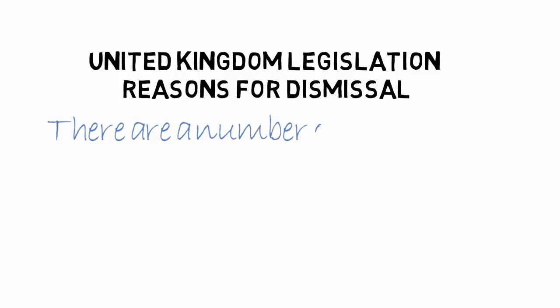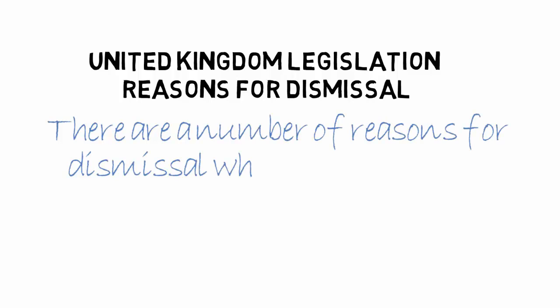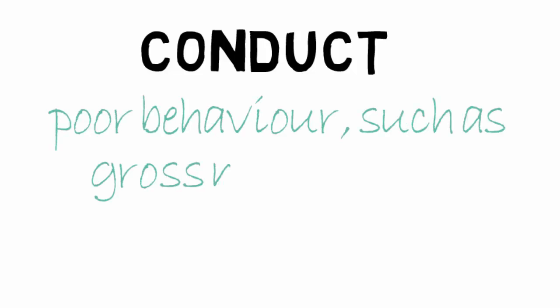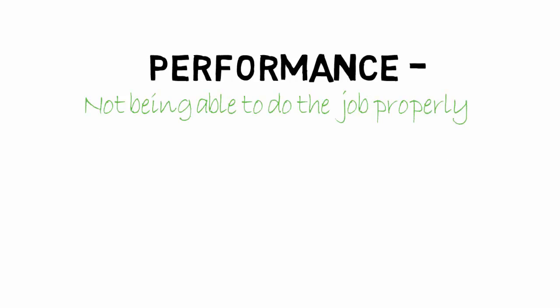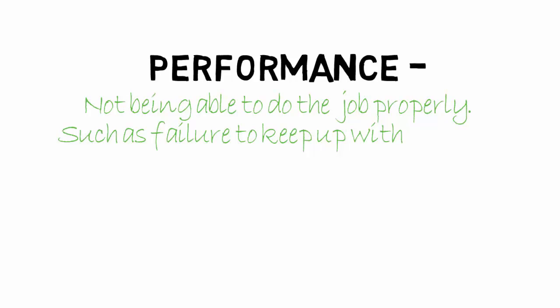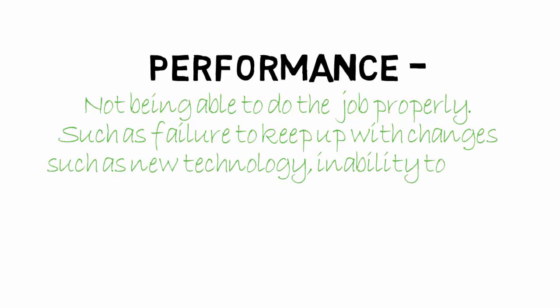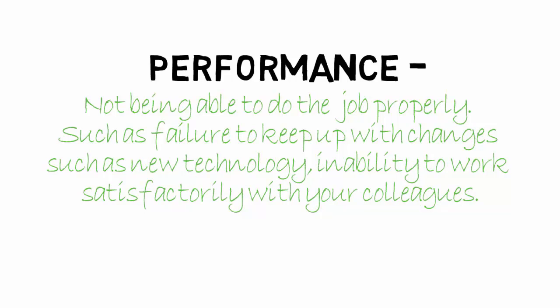United Kingdom legislation. Reasons for dismissal. There are a number of reasons for dismissal, which may include conduct, poor behaviour such as gross misconduct, performance, not being able to do the job properly, such as failure to keep up with changes such as new technology, or inability to work satisfactorily with your colleagues.